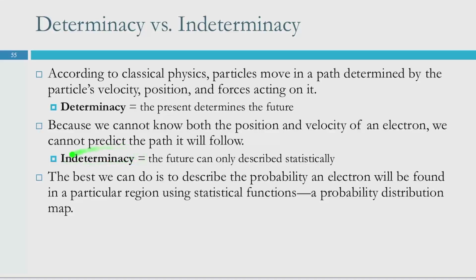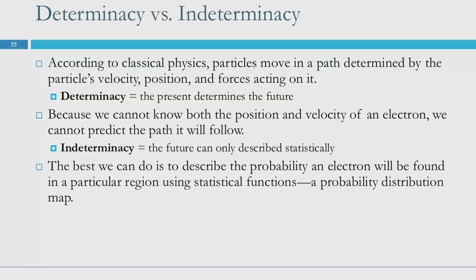And so in indeterminacy, the future can only be described statistically. So we can say most of the time it's going to land in this area, or most of the time the electron's going to be in this area. The location of electrons can be described statistically.